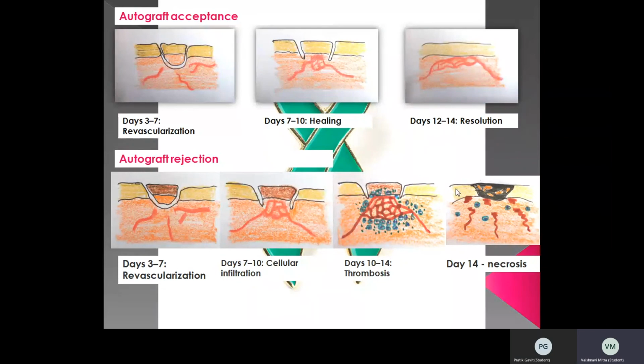Now, in the first picture of autograft acceptance, from day 3 to 7, the revascularization process is happening. That is, the graft is transplanted into the recipient's body, and the blood vessels are trying to reach the graft.